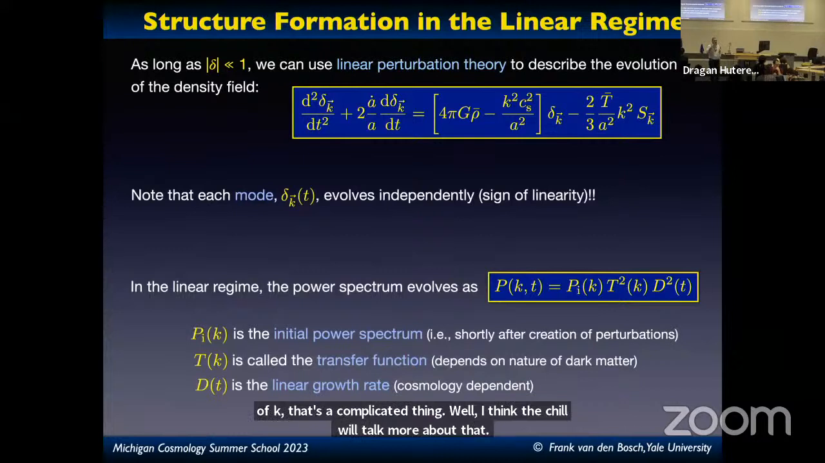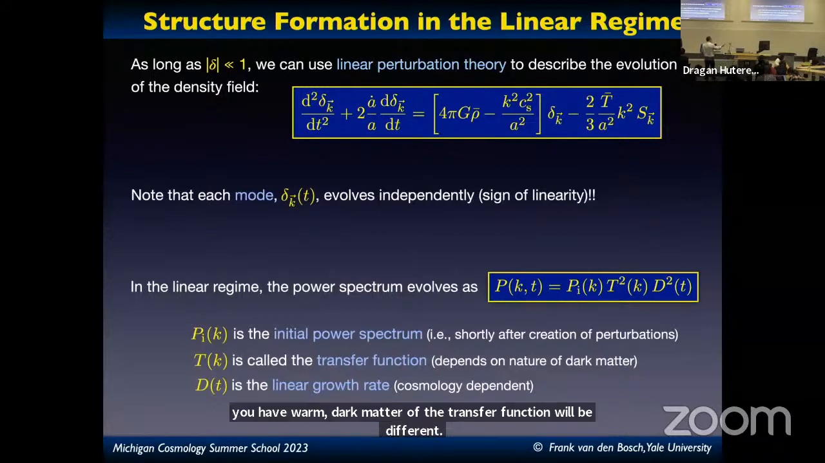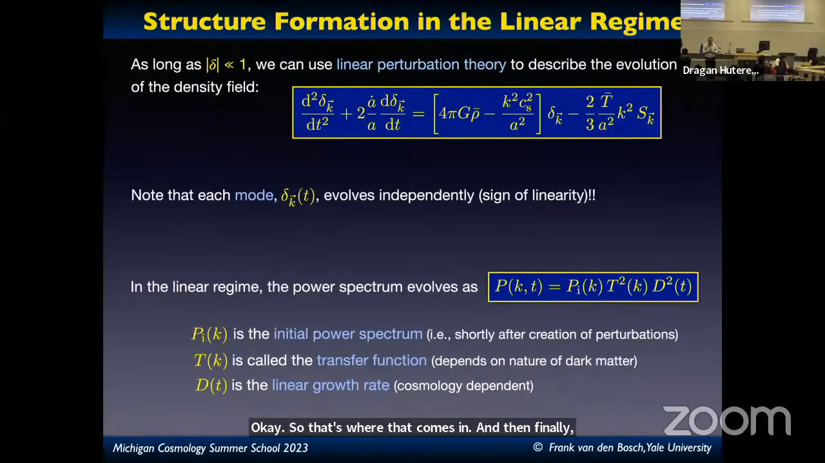What it basically describes is what happens to these perturbations up to the point of recombination, basically the time when the CMB is created, 380,000 years after the Big Bang. What happens during that period has scale dependence in it, and that's why this has a k dependence. That's the transfer function. Basically, that's where the dependence on the nature of dark matter comes in. If you have warm dark matter or cold dark matter, the transfer function will be different. So that's where that comes in. And then finally, there is this D of t term, which is a linear growth rate.